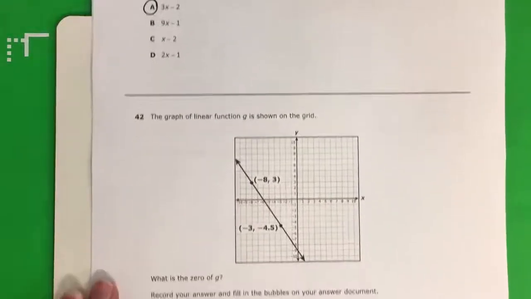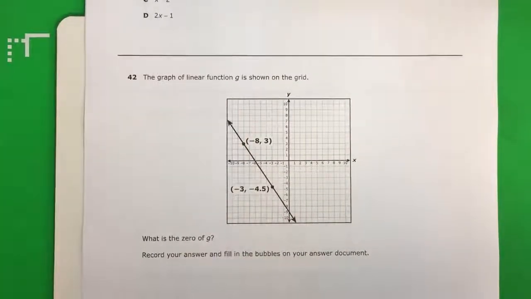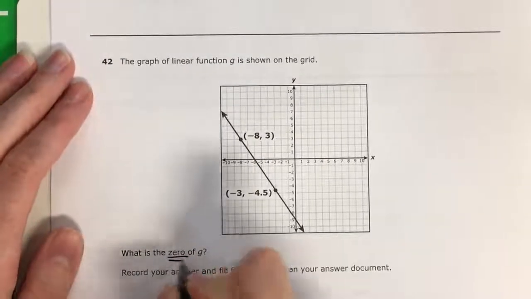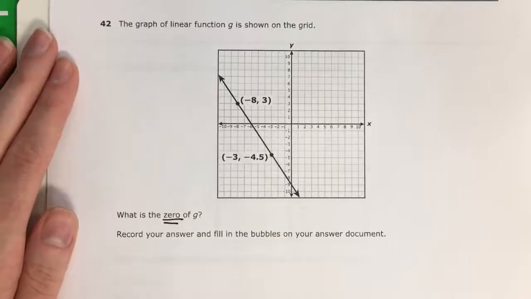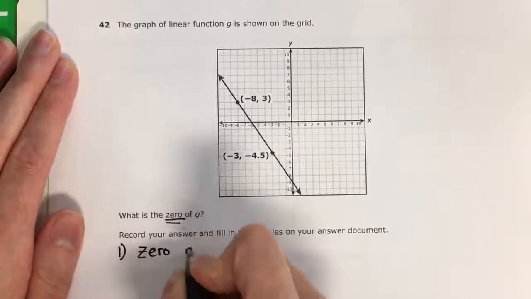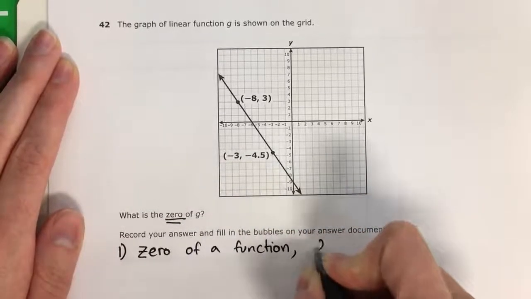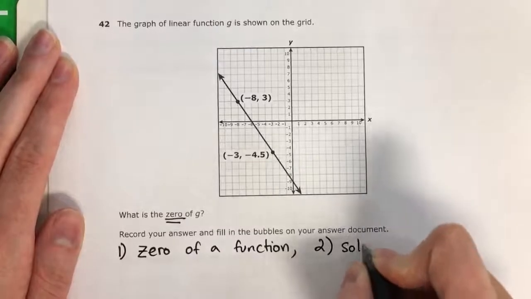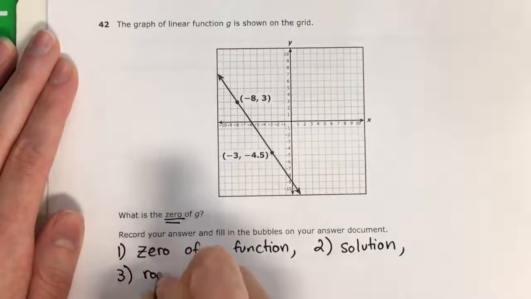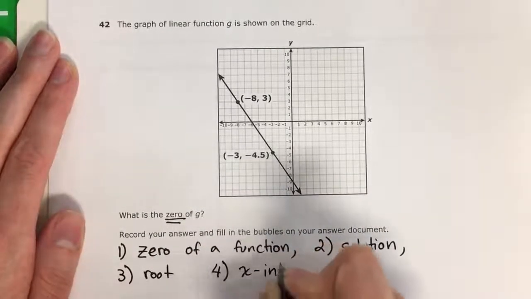Number 42. The graph of linear function g is shown on the grid. What is the zero of g? Okay, so we want the zero. Let me just remind you, there's 4 names for this. Number 1, obviously, zero of a function. Number 2, it's the solution. Number 3, it's the root. And number 4, everyone's favorite, x-intercept.